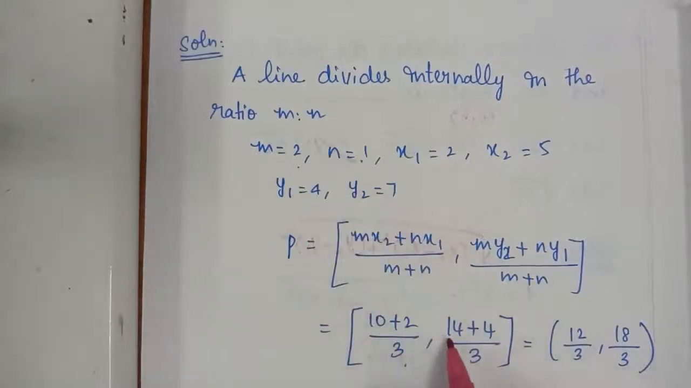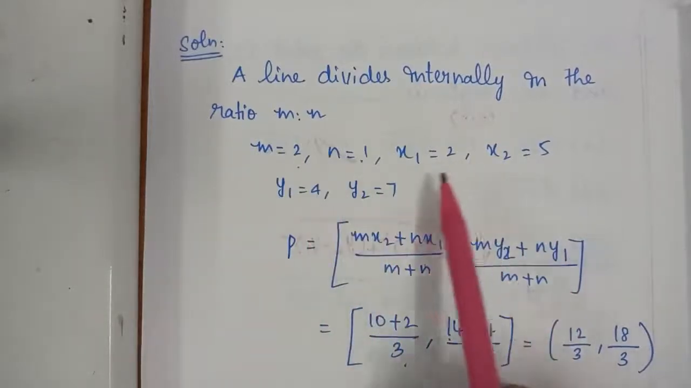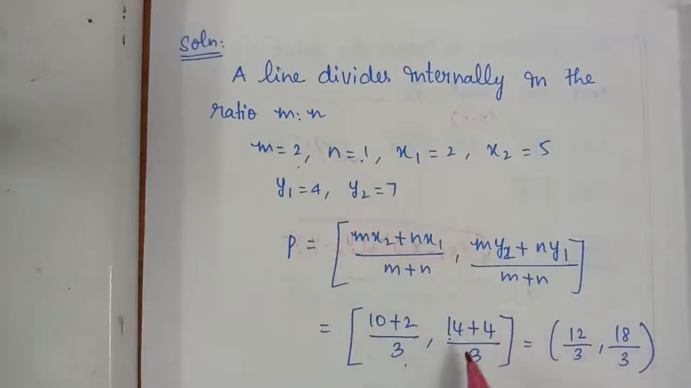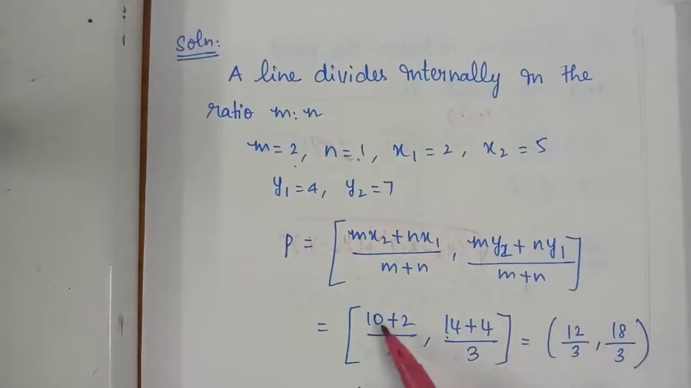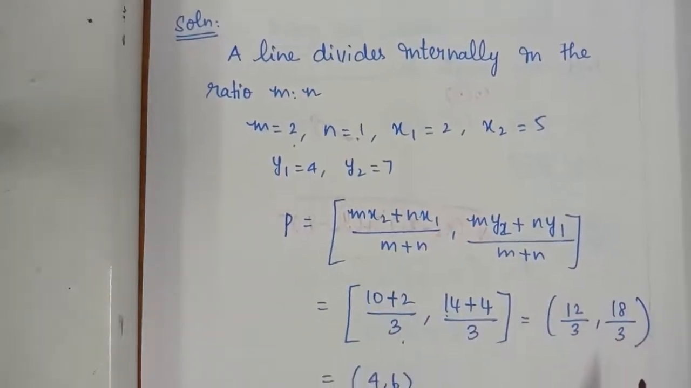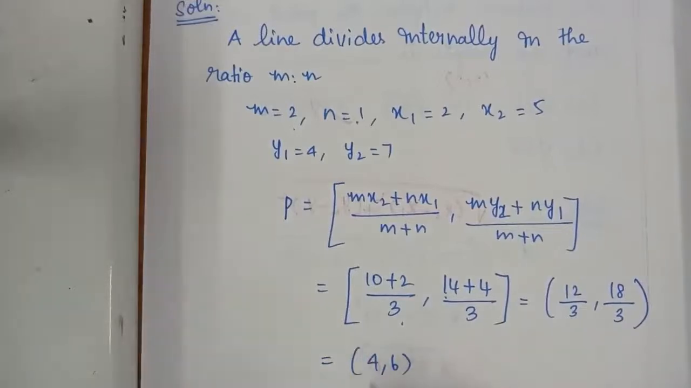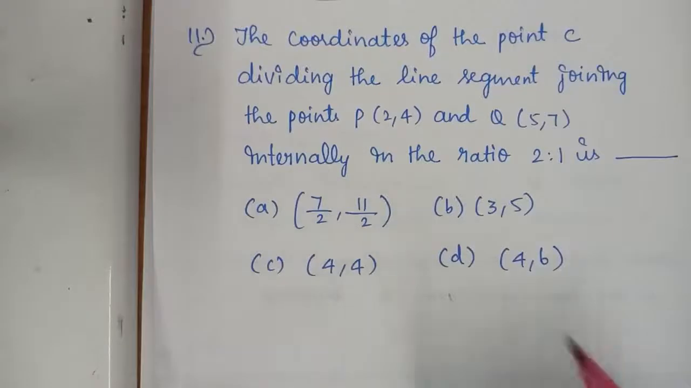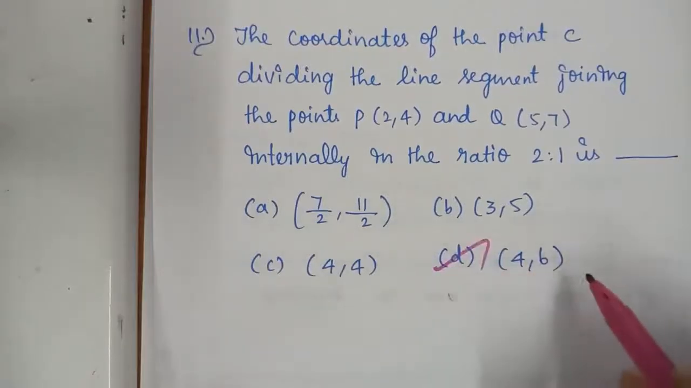So 7 2s are 14. So 14 plus n value is 1 into 4. So 14 plus 4 divided by 2 plus 1 is 3, which is equal to 10 plus 2 is 12 by 3, comma 14 plus 4 is 18 by 3. After simplification, you get the value is 4 comma 6. Correct option is option D, 4 comma 6.